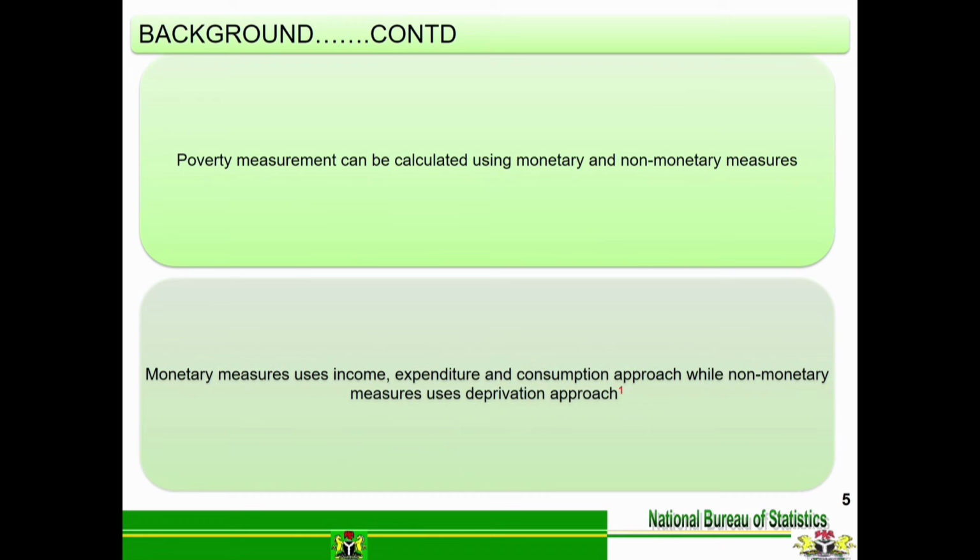Poverty can be calculated using monetary and non-monetary measures. When we talk of the monetary measures, we are looking at a situation where you consider income, expenditure, and consumption. When you talk of the non-monetary measure, you are looking at deprivation. That is where the MPI falls. For the monetary measures, if your consumption level, income level, or expenditure level falls below the requirements for a basic livelihood, you are seen as poor under the income approach. But on the multidimensional approach, we look at different deprivations across multiple indicators and multiple dimensions.